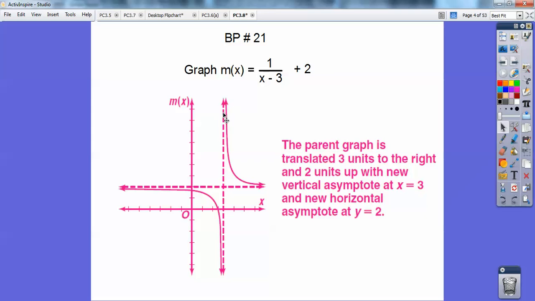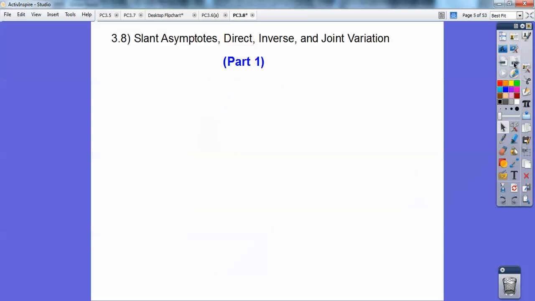So my vertical asymptote is x equals 3. My horizontal asymptote is that plus 2 right there. All right, nice and easy. Okay, so remember this is part one of slant asymptotes, and we'll do part two of the direct, inverse, and joint variation. And the homework is on part two.